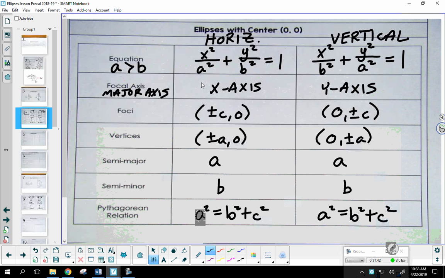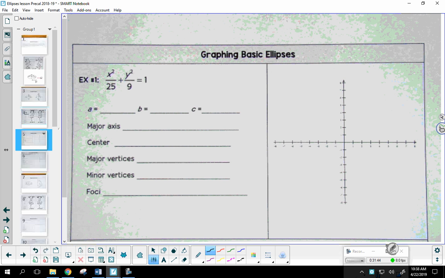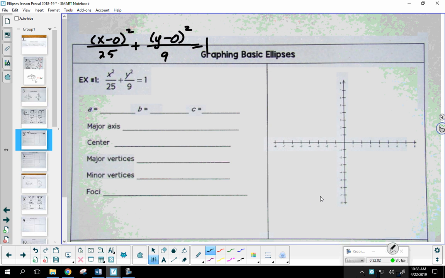All right. So let's try an example, and let's see what you guys think. So x squared over 25 plus y squared over 9 equals 1. So this can be written in this way. You could say x minus 0 squared over 25 plus y minus 0 squared over 9 is equal to 1. I mean, that's equivalent. Again, if you like to include the zeros or not, completely up to you. All right. But the first thing we want to figure out is A, B, and C.